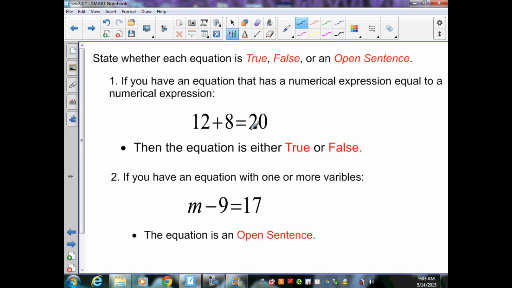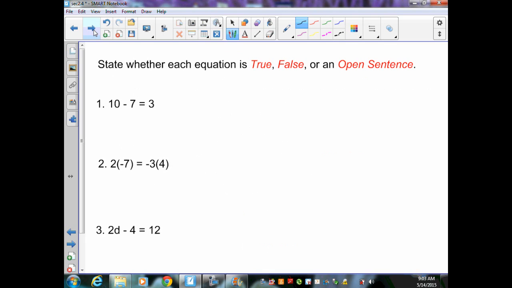Number two, if you have an equation with one or more variables, in other words, I have a variable expression on the left side equal to a numerical expression, that is going to be an open sentence because it could be true or not be true. It all is determined by what is the value of m. If m turns out to be the right number that matches the left side to the right side, then it would be true. But at this point, we don't know, so it's an open sentence.